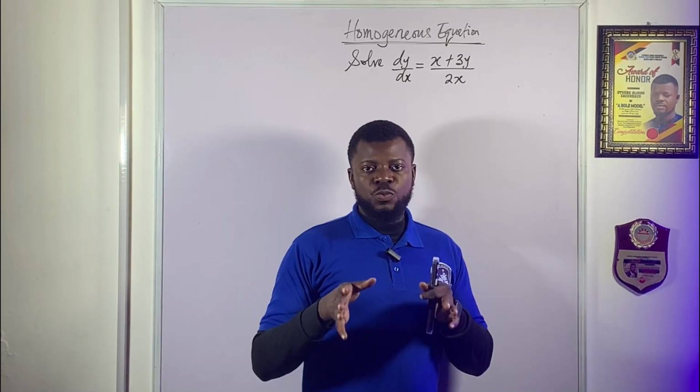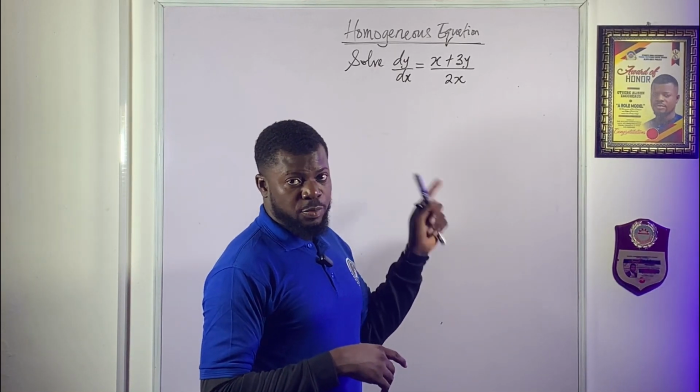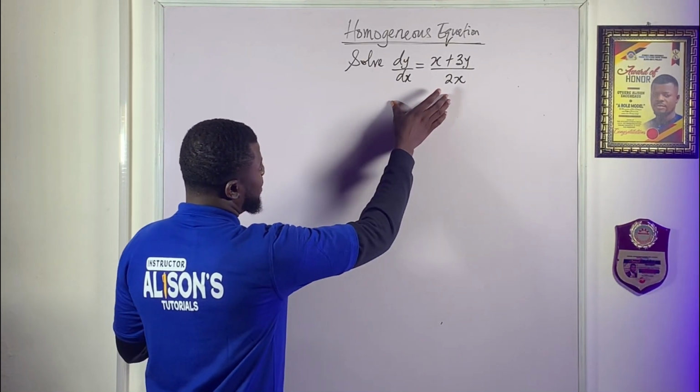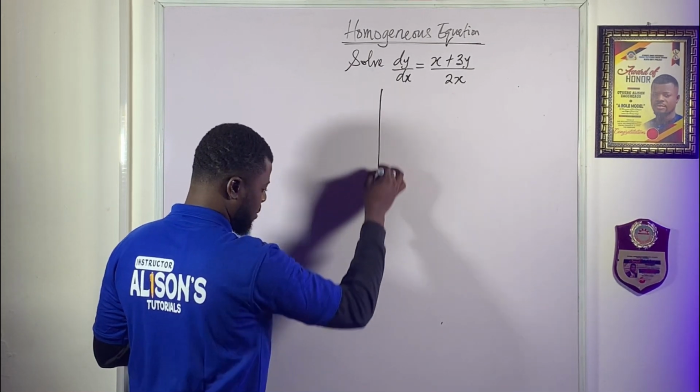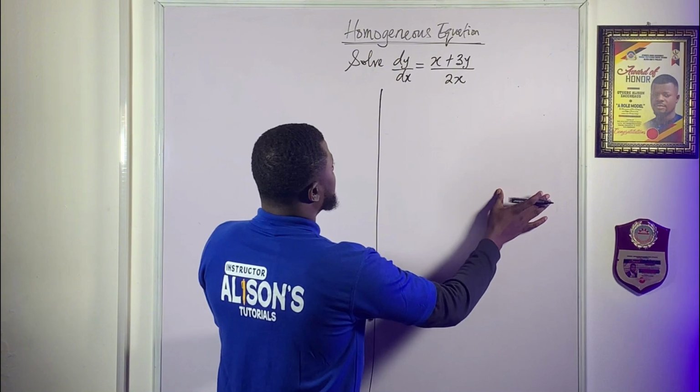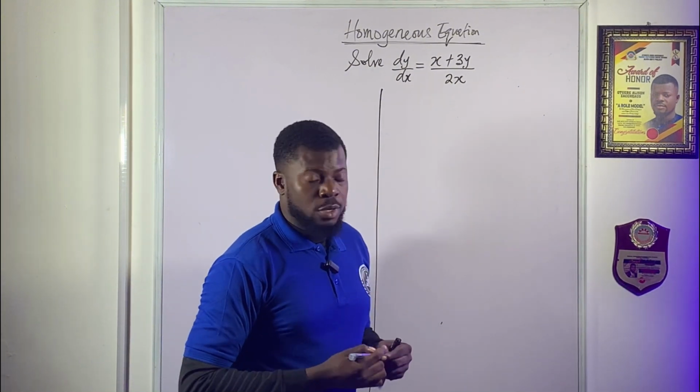Hello, smart people. Let's quickly work on this homogeneous problem. Because of the length of this problem, I may want to divide this board into two like this. So let's use this part. So what's the first thing you need to do?